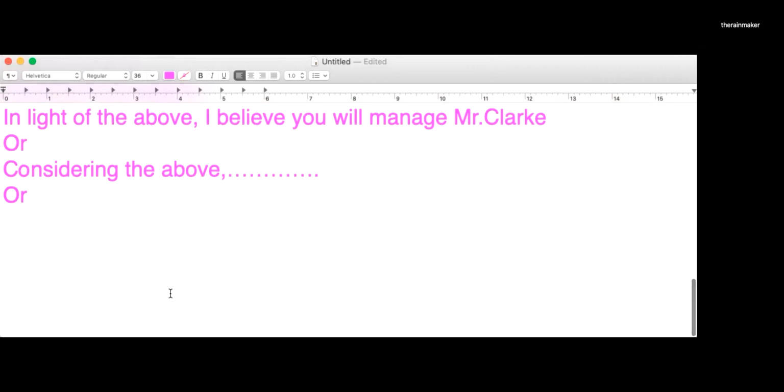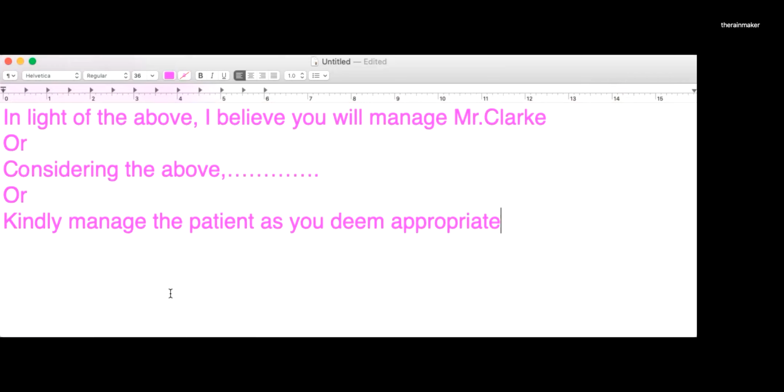Or you can simply write kindly evaluate or kindly manage the patient as may be appropriate. You understand? No matter what you write in the conclusion, there's one prerequisite. There has to be a request. There always has to be a request in the closing.